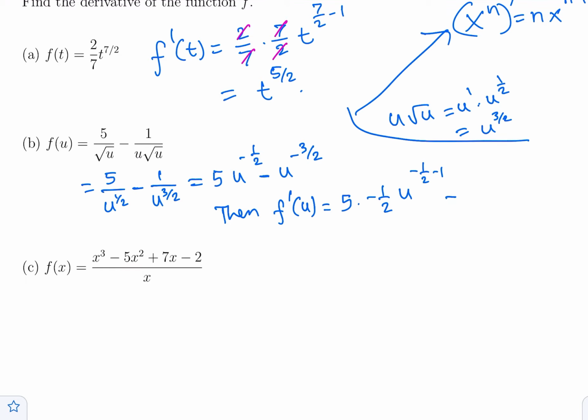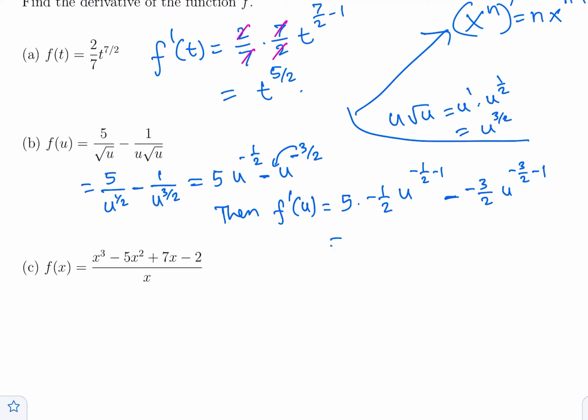Minus, now we work on this second term. It's like x to the n. From the power rule, this comes to the front. That's negative 3 halves. Here is a negative and a negative 3 halves. This minus negative will be plus. So n to the front, and u raised to n, that's negative 3 halves minus 1.